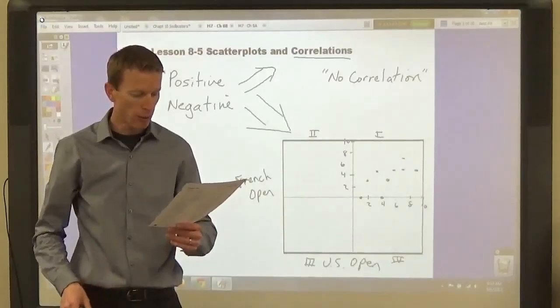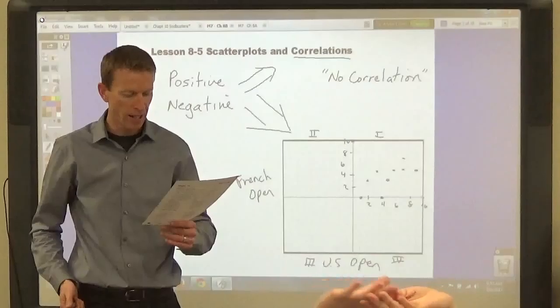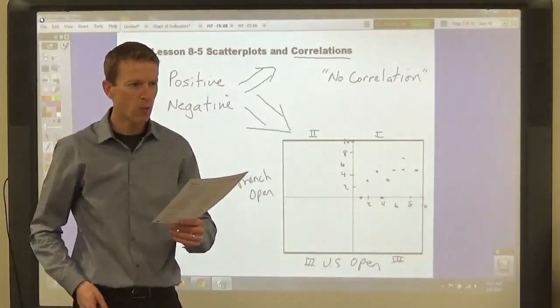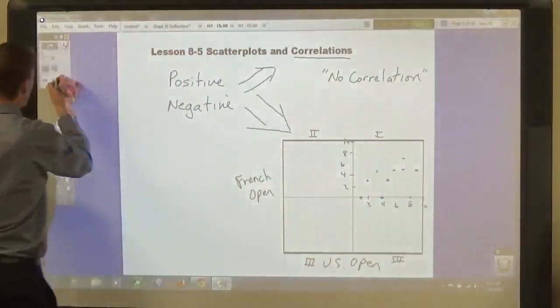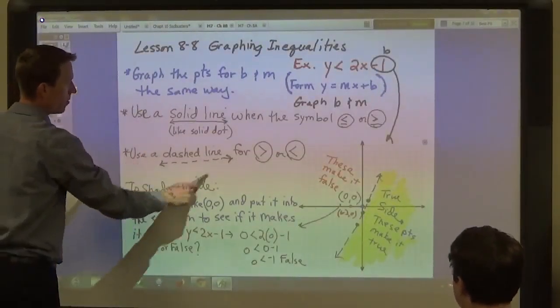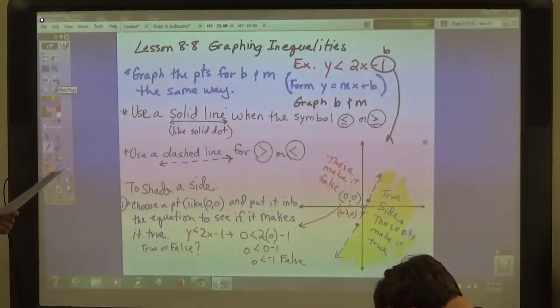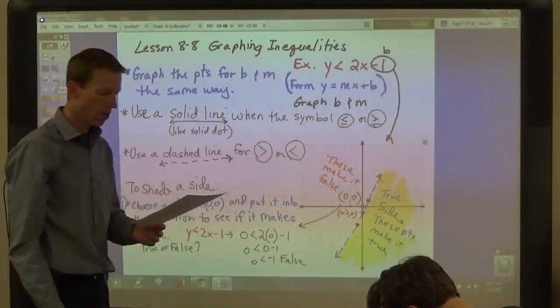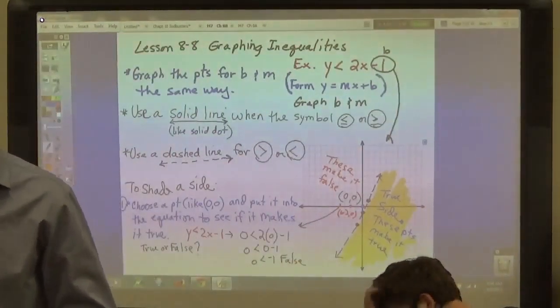And then finally, explain how you can tell whether to draw a solid or a dashed boundary line when graphing a linear inequality. So that's asking you to write this out right here in your notes, okay? Under lesson 8.8, graphing inequalities. Okay, that should help you a lot with these.